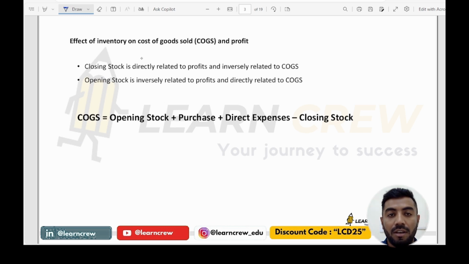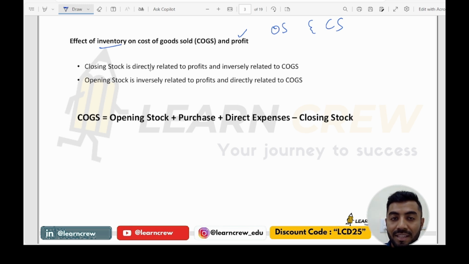Effect of inventory on cost of goods sold and profit. Basically, inventory means opening stock and closing stock: opening at the beginning of the year, closing at the end of the year. First we'll see what the effect is on profit.